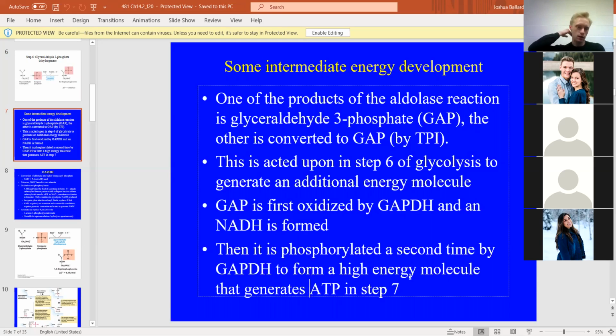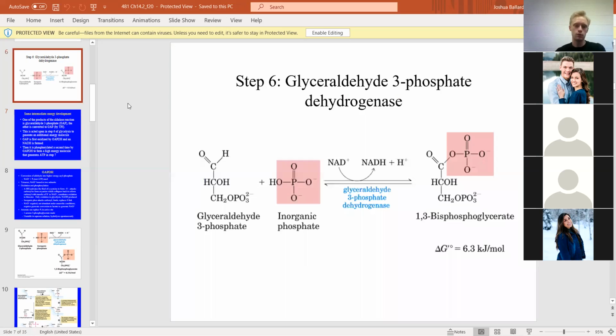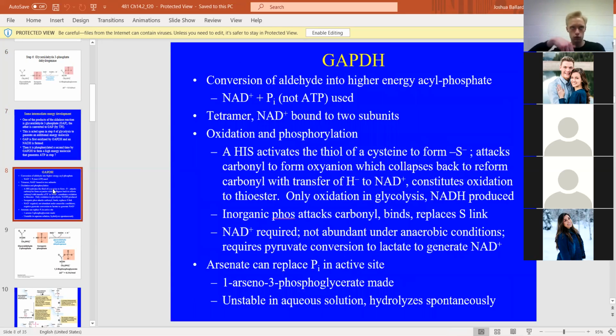It first gets oxidized by the NAD plus molecule, which removes this hydrogen, and then the enzyme allows the phosphate to bind to the substrate. And it's a tetramer, and this allows NAD plus to be bound to 2 subunits.